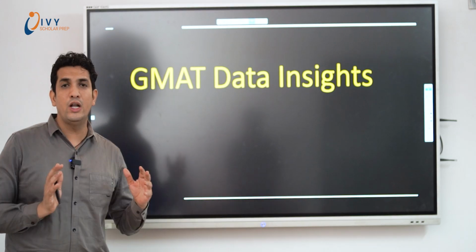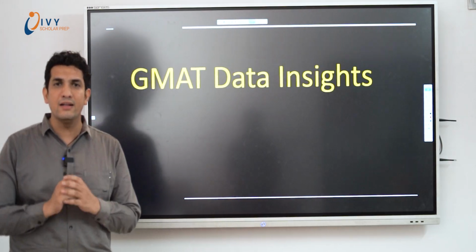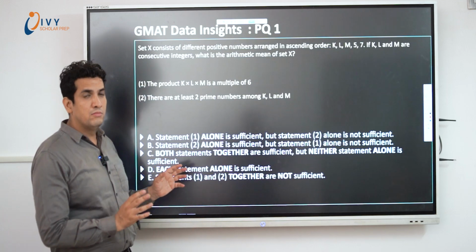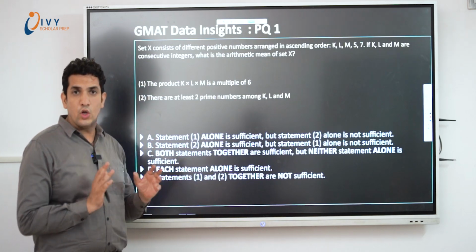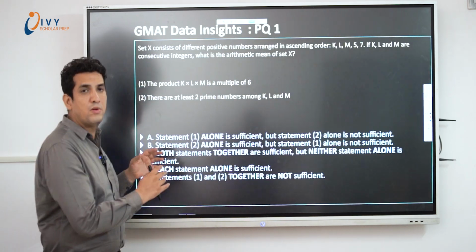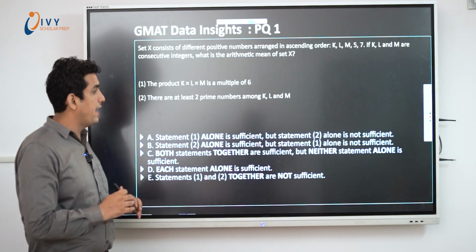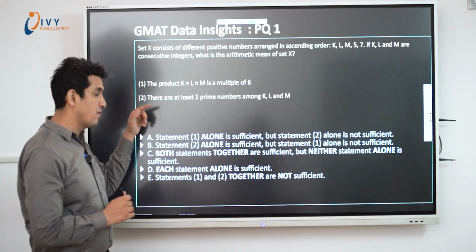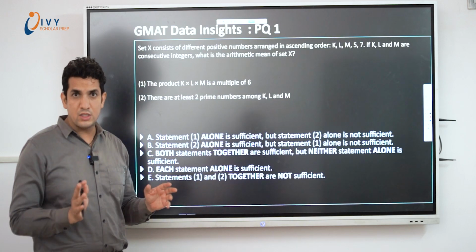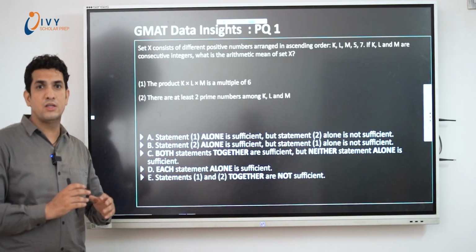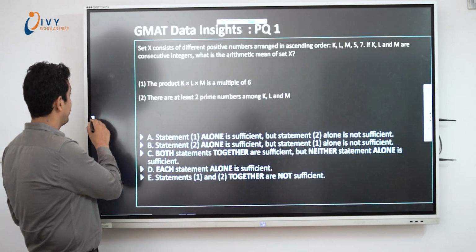So today, we'll take up one problem from data sufficiency. In the exam's data insight section, you will see such data sufficiency problems around 5 to 8, and these are the option choices which will remain fixed. So now let's see how we're going to attempt and solve these problems.